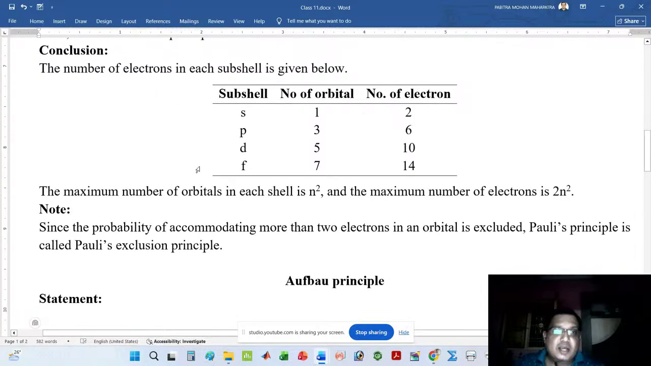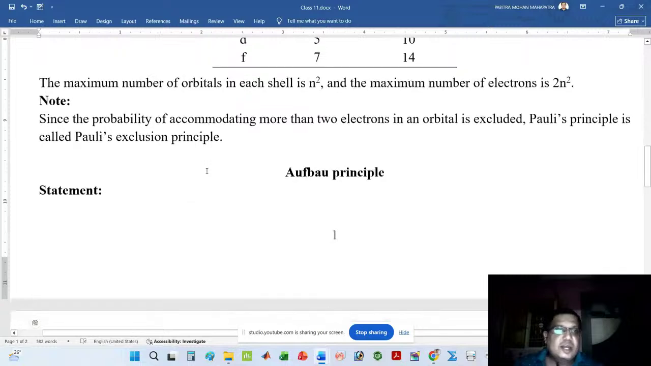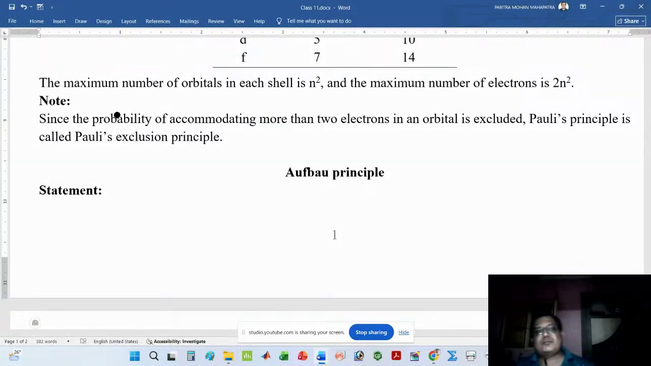Then I also completed the conclusion of Pauli's exclusion principle. Next, I gave an important point on why this principle is called Pauli's exclusion principle, because the possibility of accommodating more than two electrons in an orbital is excluded. That's why this principle is called Pauli's exclusion principle.